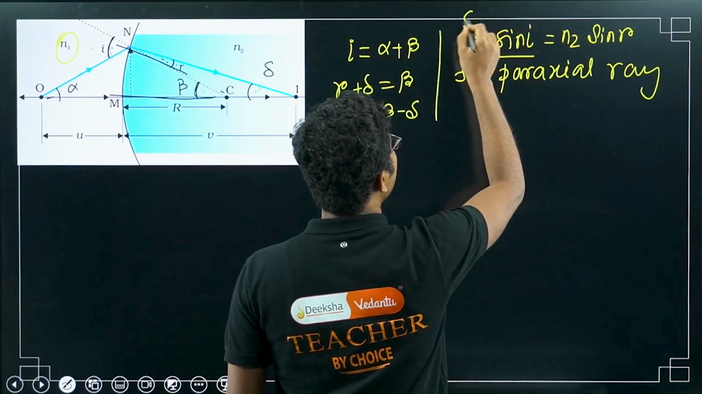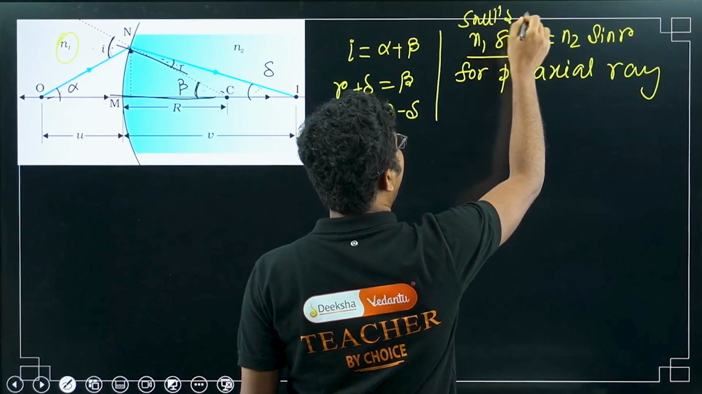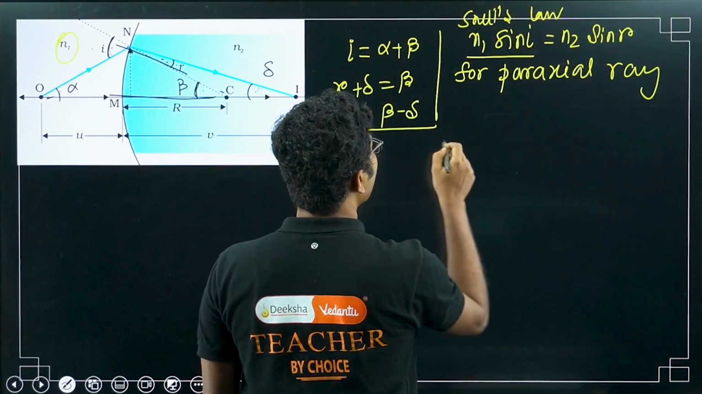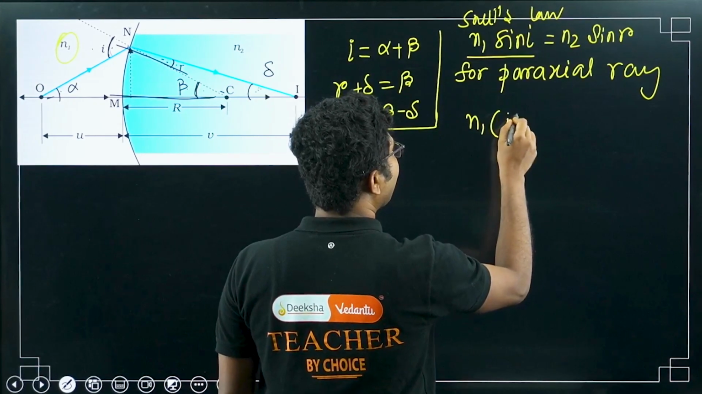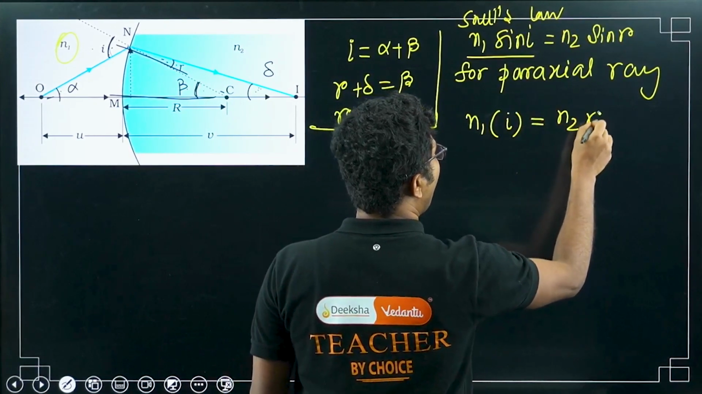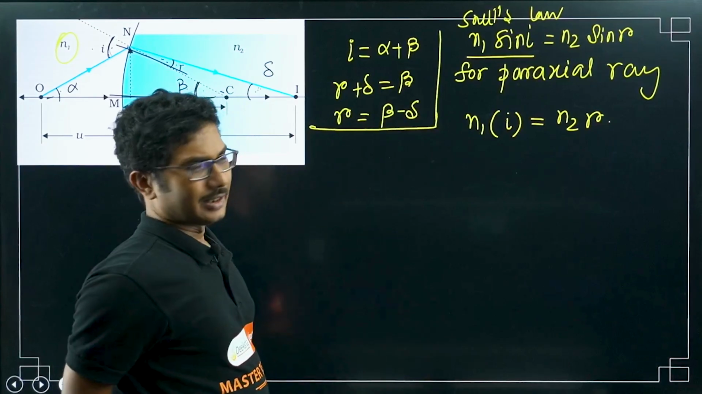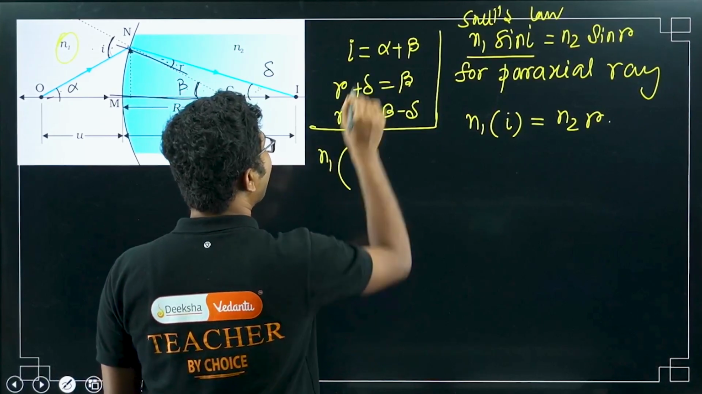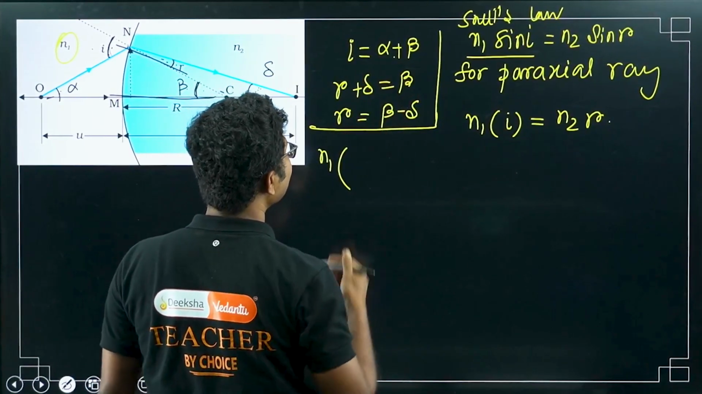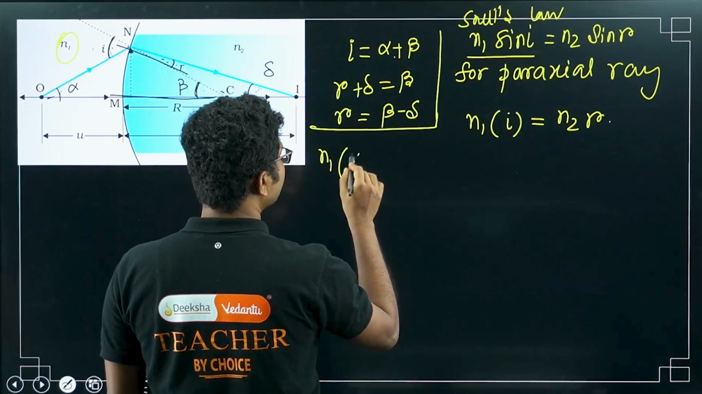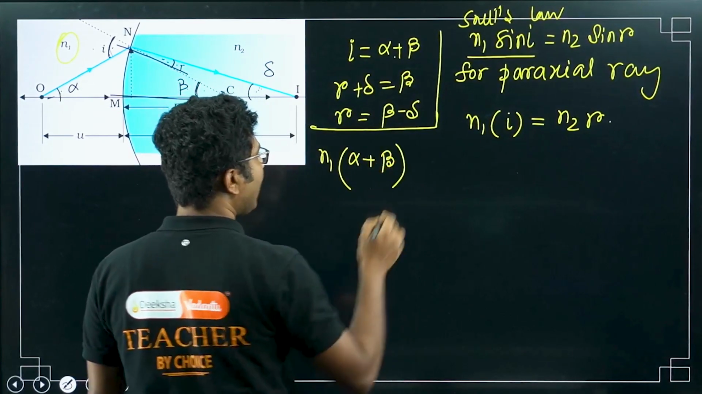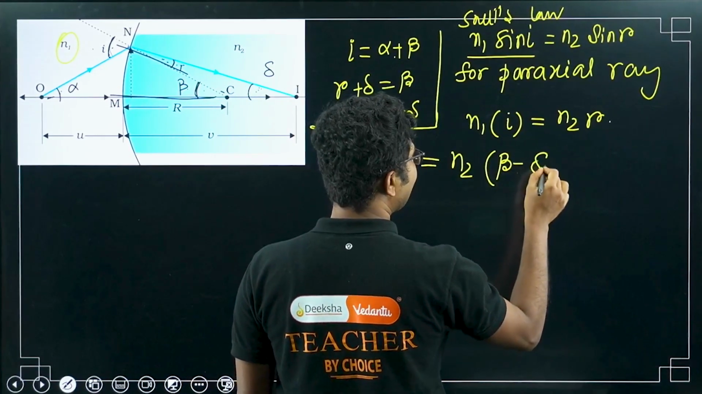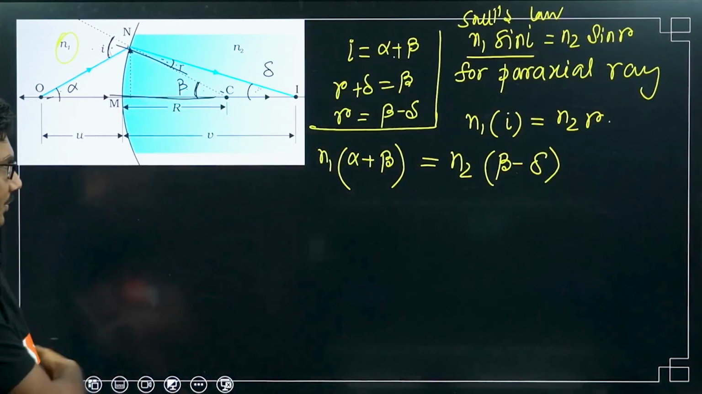Here you have to mention Snell's law. Now for paraxial ray, we can say that N1 I equals N2 R, right? So this part is done. Now we have to put these values and then simplify. So N1 times I, what is I? I is alpha plus beta, equals N2 R. What is R? R is beta minus delta. Okay, now put the values.